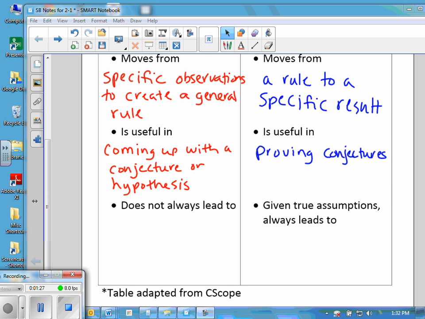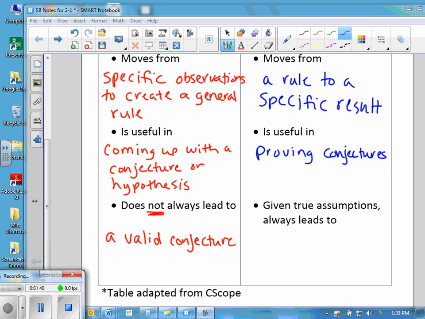One thing to be careful with, though, is inductive reasoning does not always lead to a valid conjecture. It's possible just not to have enough information. Whereas given true assumptions, your deductive reasoning will always lead to a valid conclusion.